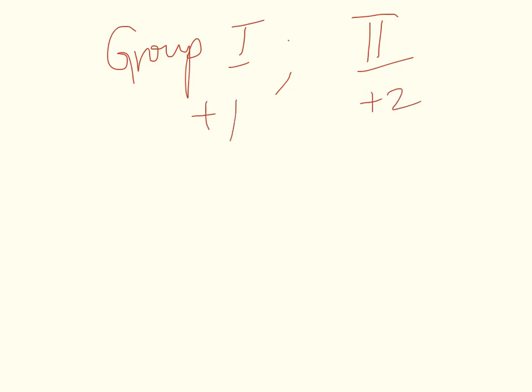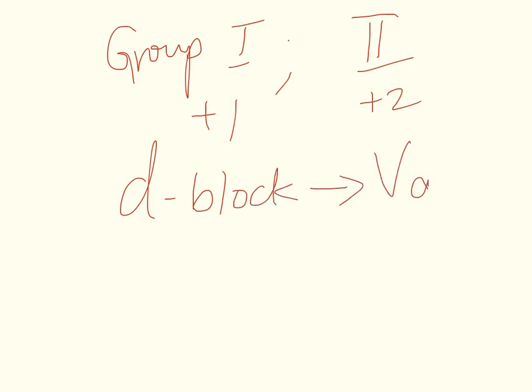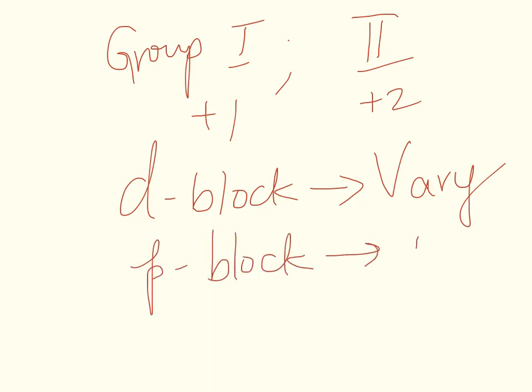Group 1 elements always have an oxidation number of +1. Group 2 elements always have +2. So group 1 and group 2. And D block have oxidation numbers that change every time. And same thing with P block. So if it is D block or P block, we have to calculate the oxidation number.